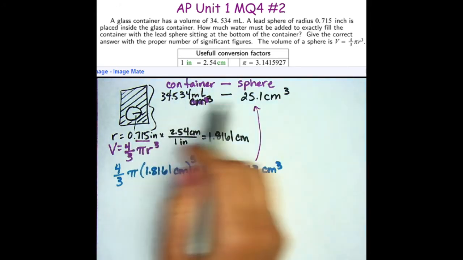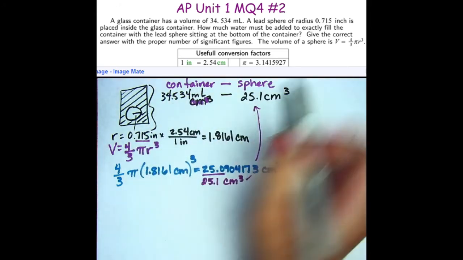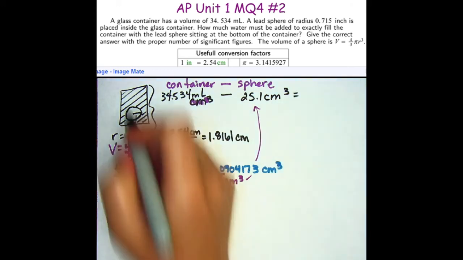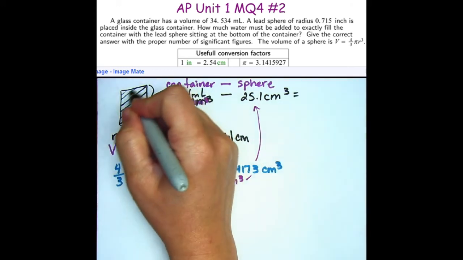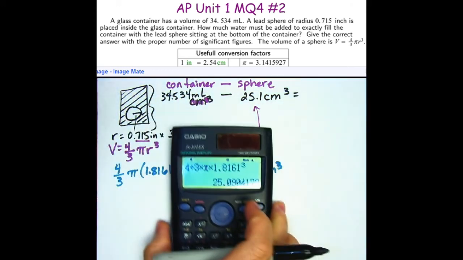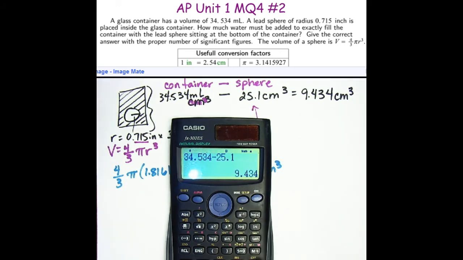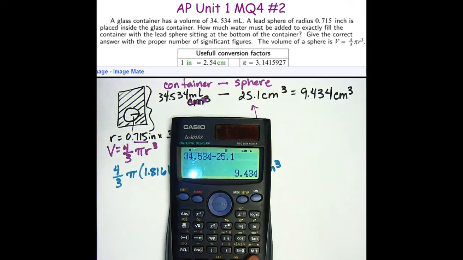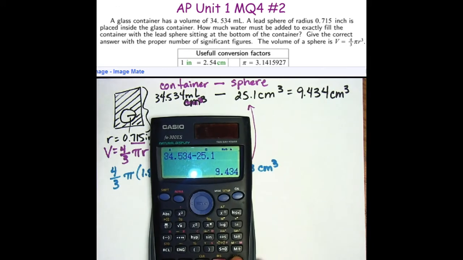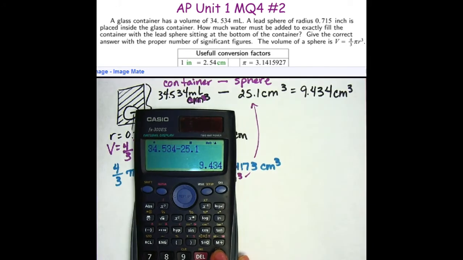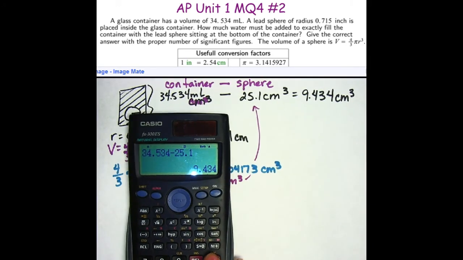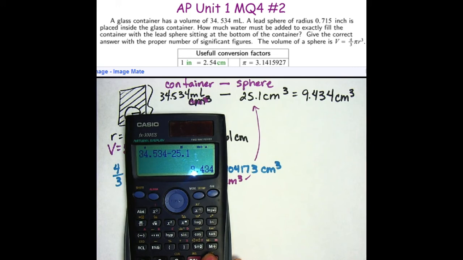So now I can subtract the container and the sphere in order to find out the volume of the container without the sphere. We get 9.434 centimeters cubed. However, this is an addition-subtraction problem, and so we're going to have to round based on the number of decimal places that we've been provided.